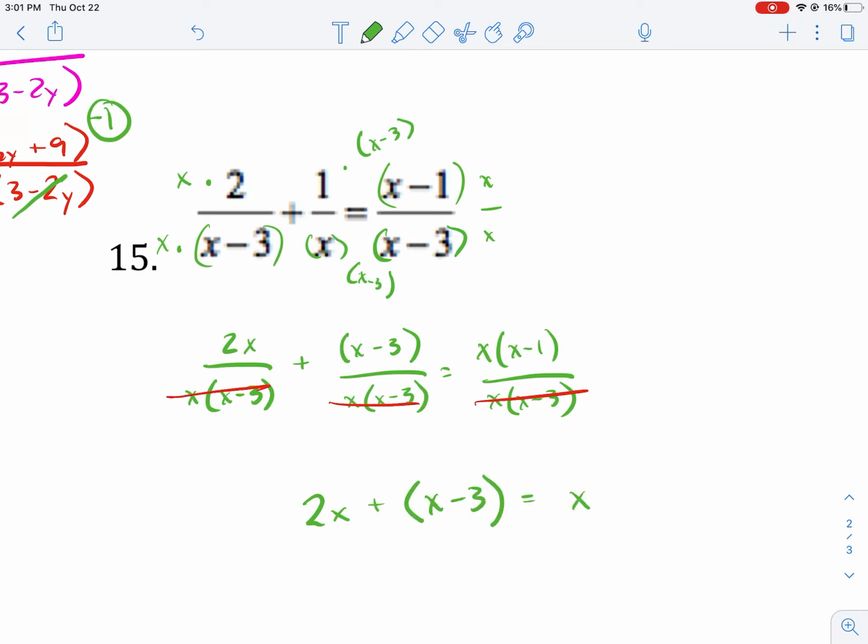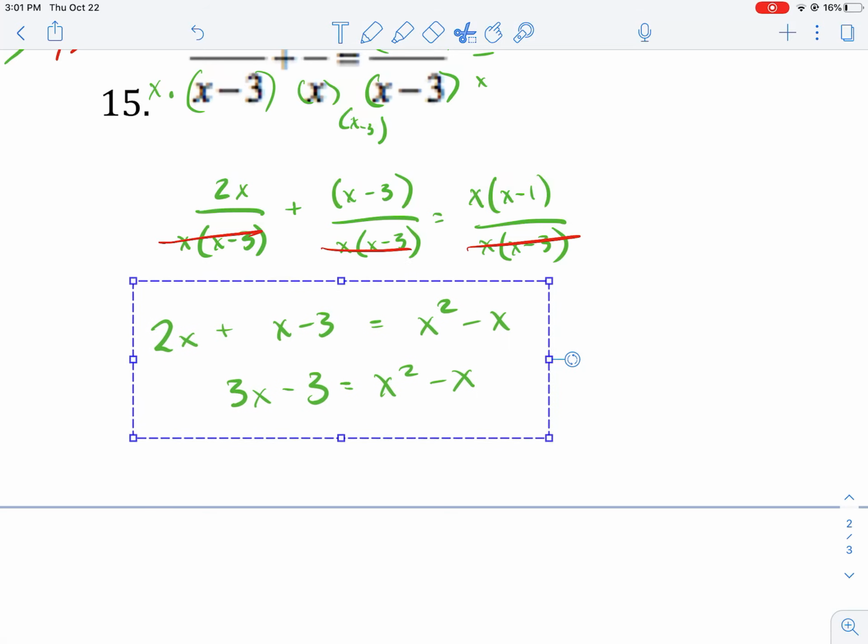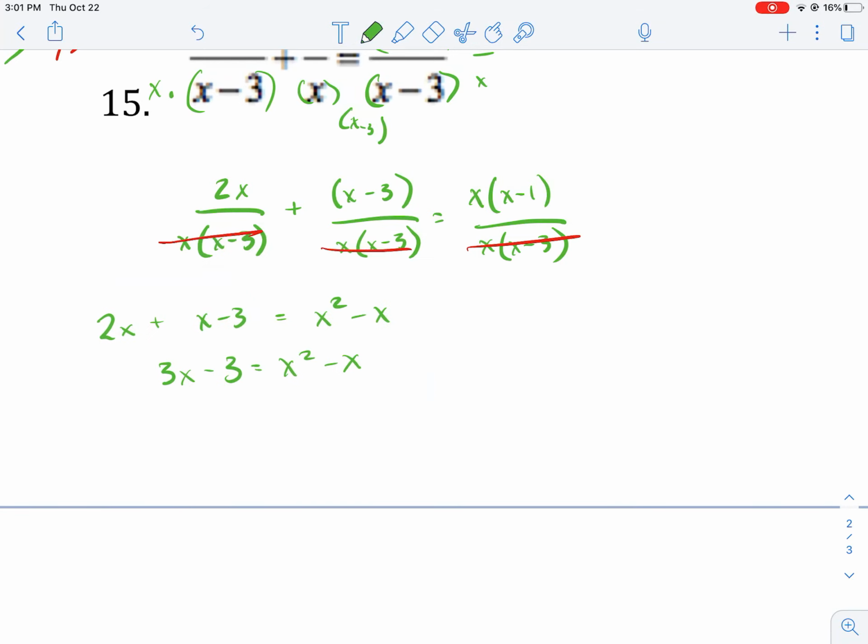All right, so I'm going to distribute this guy here. So x squared minus x. And get rid of those parentheses because we don't need them anymore. Combine like terms. So I get a 3x minus 3 over here, x squared minus x on the right side. And now we are left with solving a quadratic equation. So I've got to bring everything over here: minus 3x plus 3. So I get 0 is equal to x squared minus 4x plus 3.